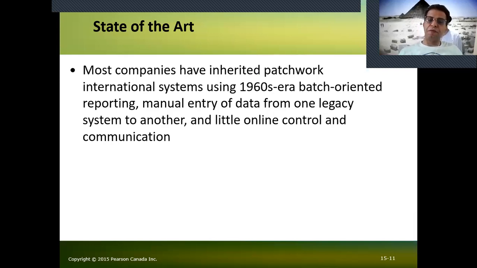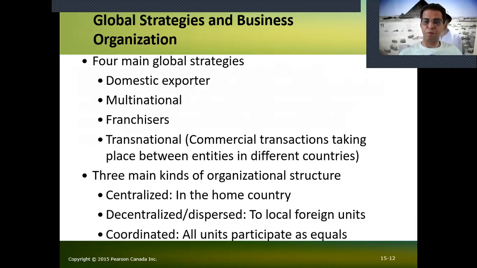Most companies have inherited a batch-work international system using 1960s-era batch-oriented reporting. It involves manual entry of data from one legacy system to another and little online control and communication. There are no centralized data entries, for example, or upgrades.